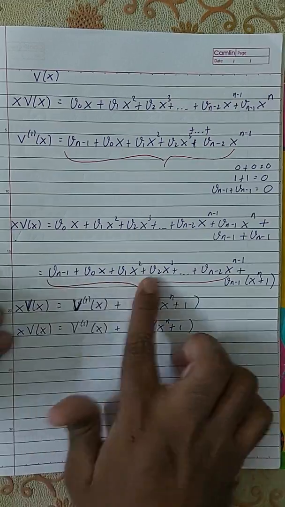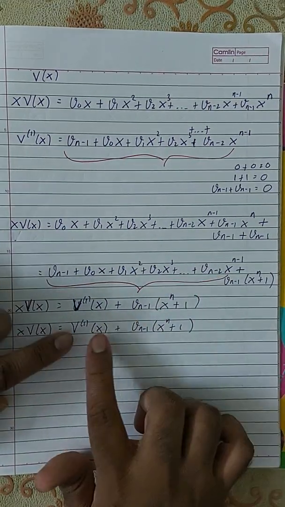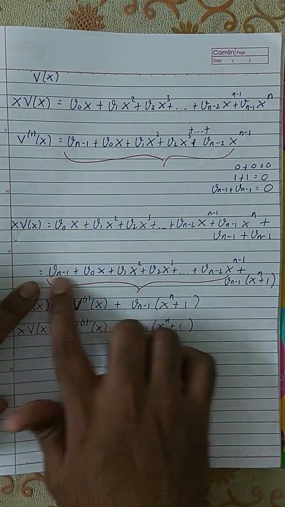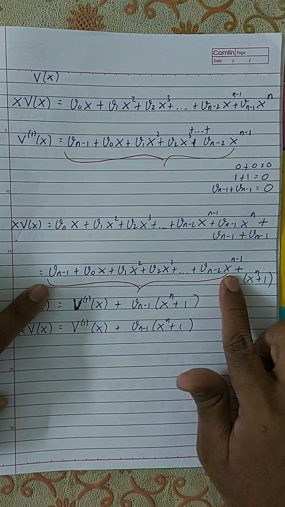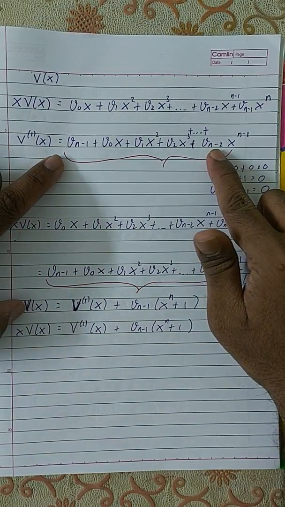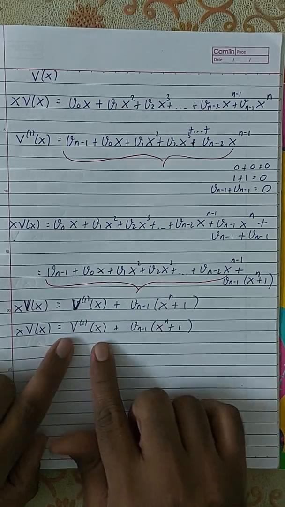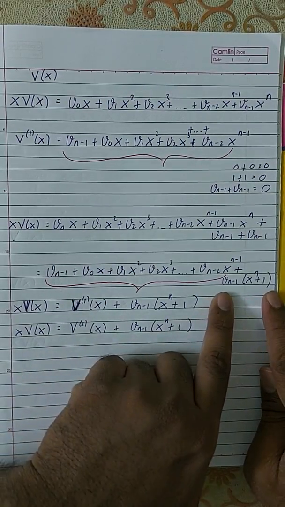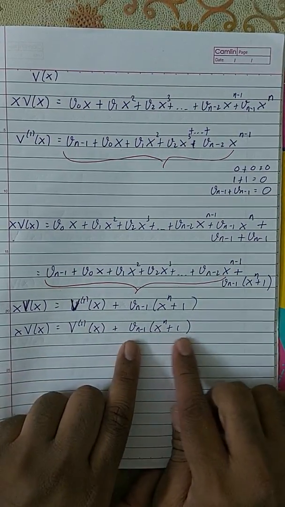If you look over here, x v of x actually contains this term, because from the first term to the second last term, it's the same as your v1 of x. So I substitute this entire expression as v1 of x, plus the last term, which is this extra term, v n minus 1.